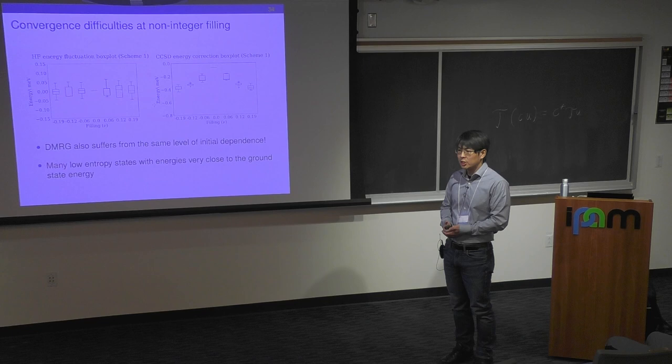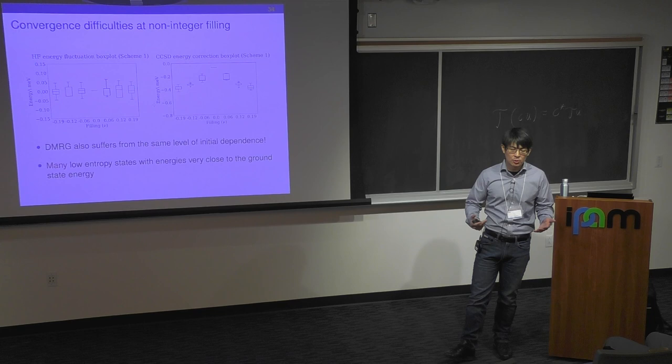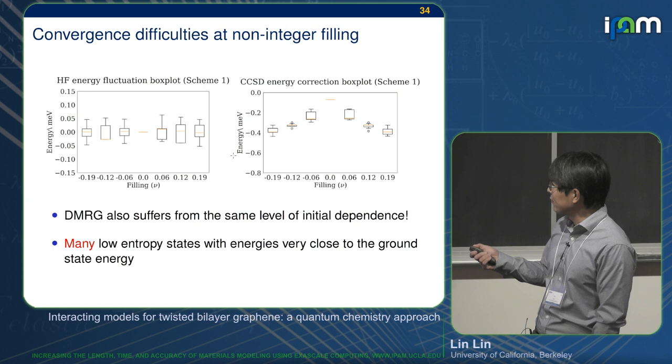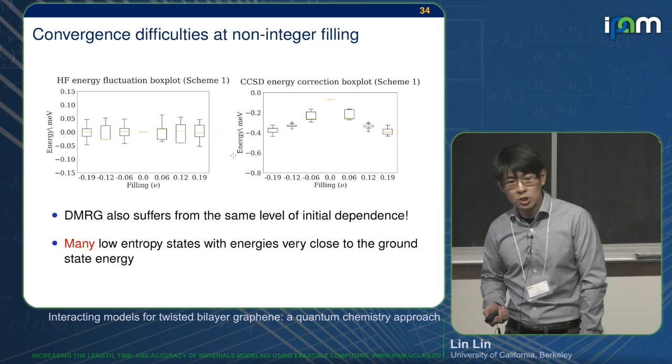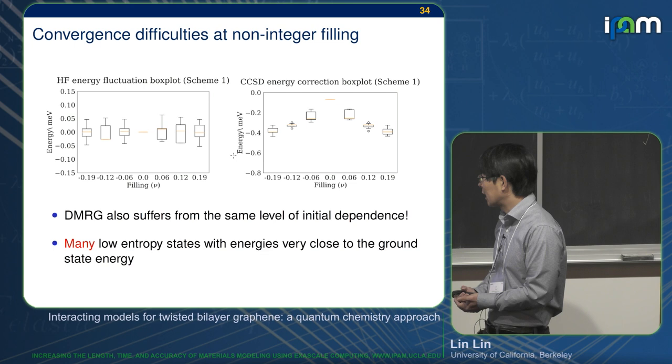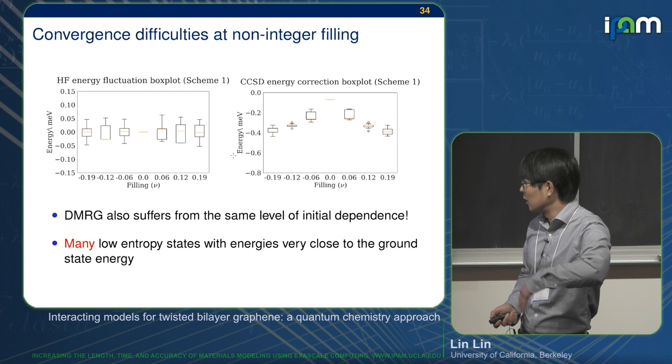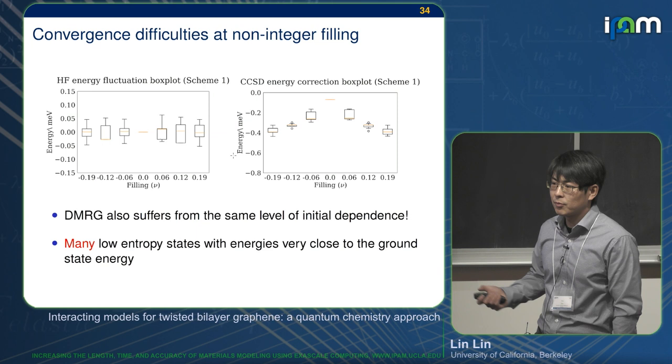There are a lot of convergence issues at the non-integer filling. That's another thing that might be worth keeping in mind when doing more realistic calculations, because in the integer filling, those calculations seem to be fairly easy to converge. At non-integer filling, there is a significant fluctuation if you don't initialize it well. This is even the case if you do DMRG simulations, and really the DMRG can very heavily depend on your initial guess. This is because if you look at the nature of these states, all of them have very low entropy, and you have this plethora of low entropy, low energy states, very, very close to the ground state energies. You kind of have to weed them out in a careful way.